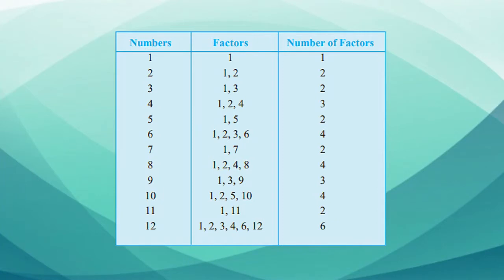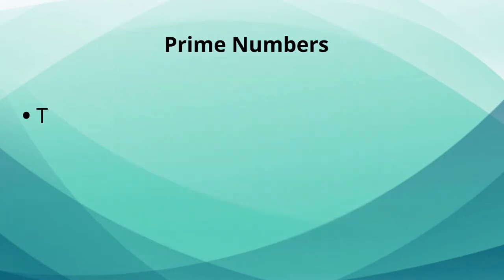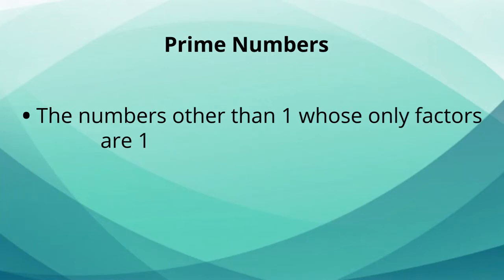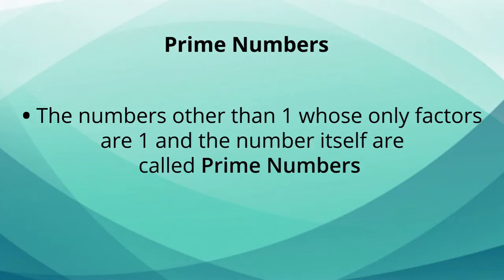There are numbers having exactly 2 factors, 1 and the number itself. Such numbers are 2, 3, 5, 7, 11, etc. These numbers are prime numbers. Note that the numbers other than 1 whose only factors are 1 and the number itself are called prime numbers.